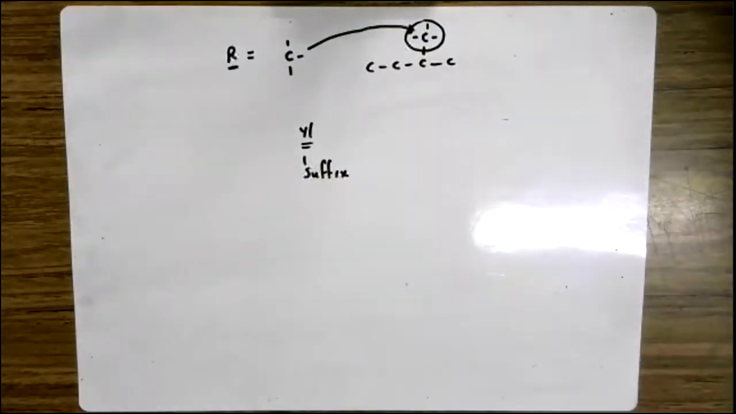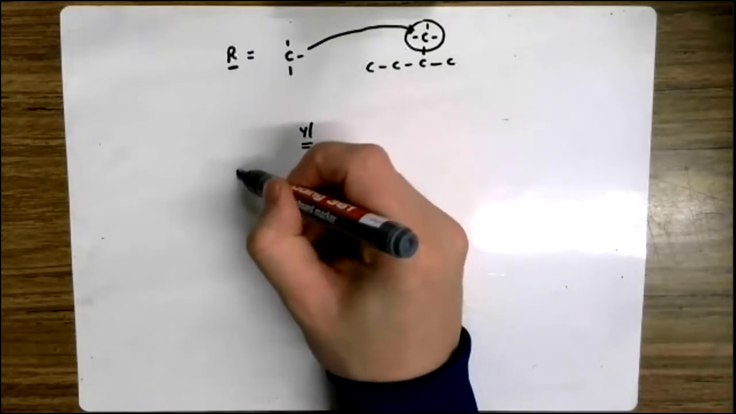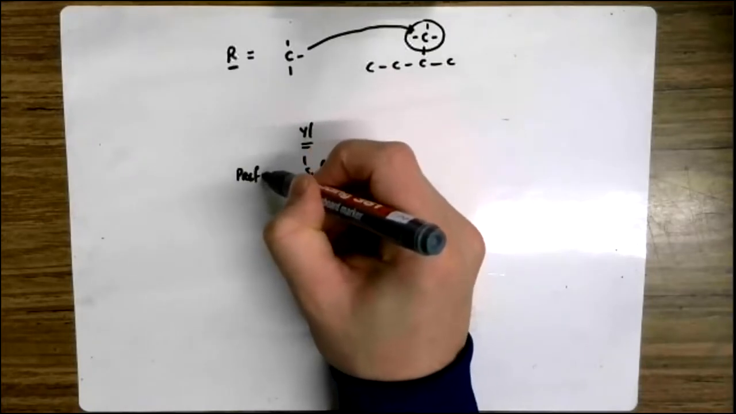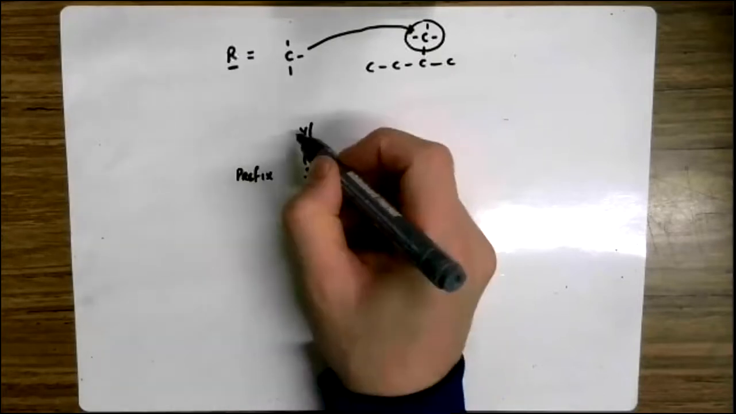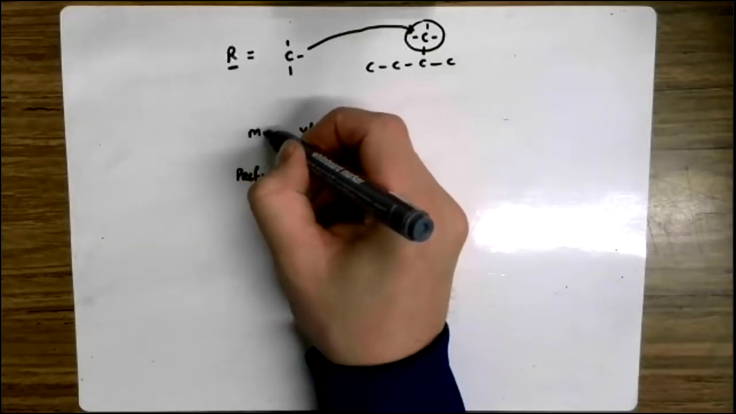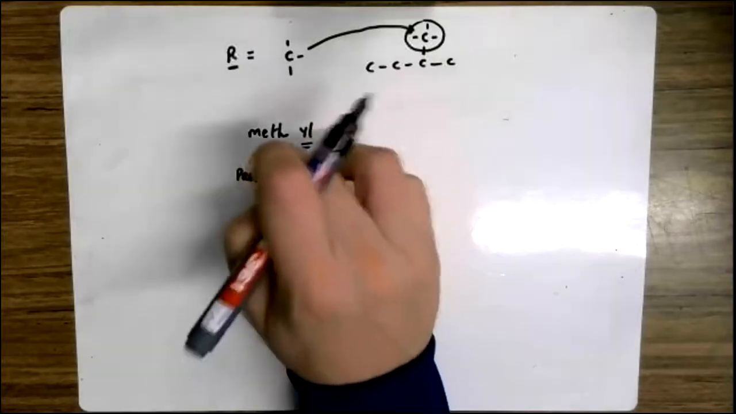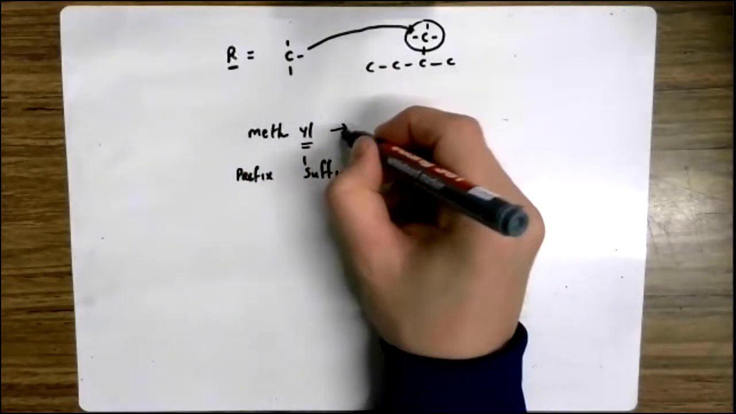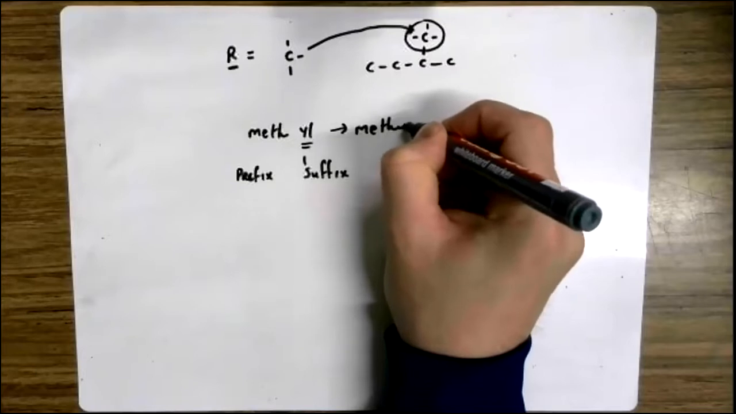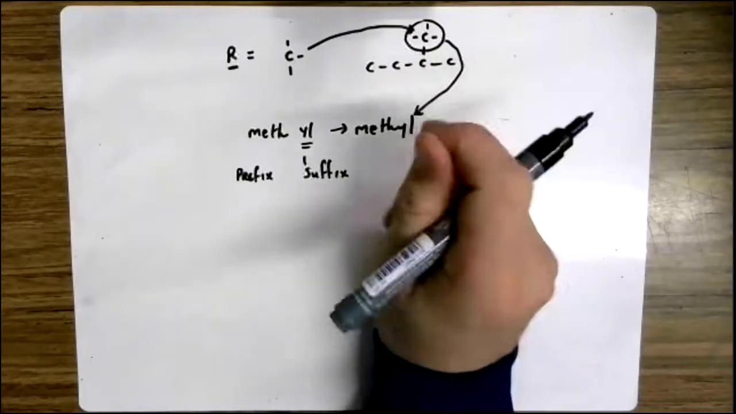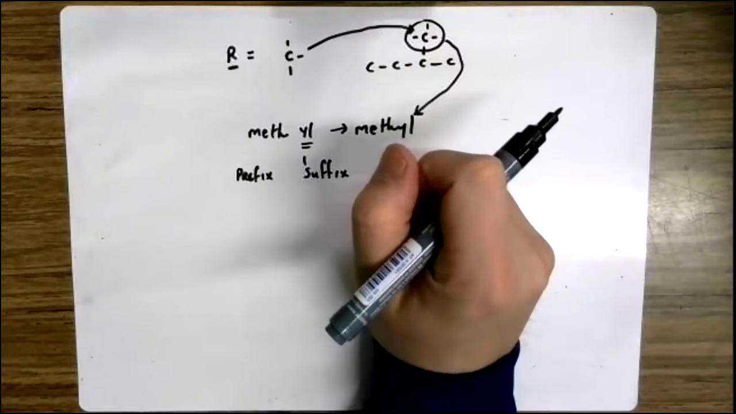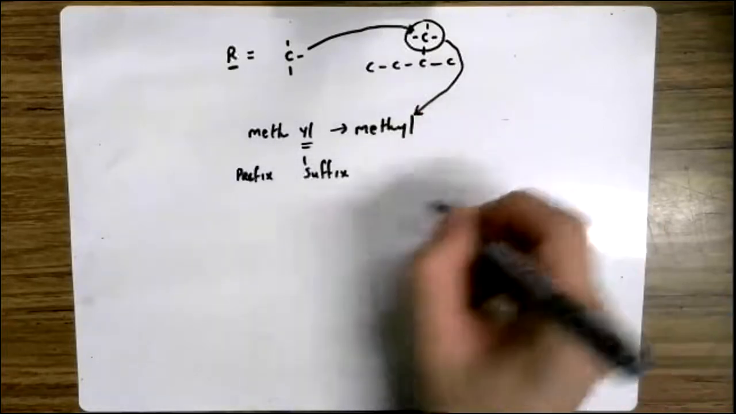Okay. Now, the prefix, the first part of the name, comes from how many carbons we have. So the exact same as when we counted carbons before. Methane was an alkane with 1 carbon. This is going to be METHYL. This is a methyl group. So if we've got 1 carbon like this, it's called a methyl group.